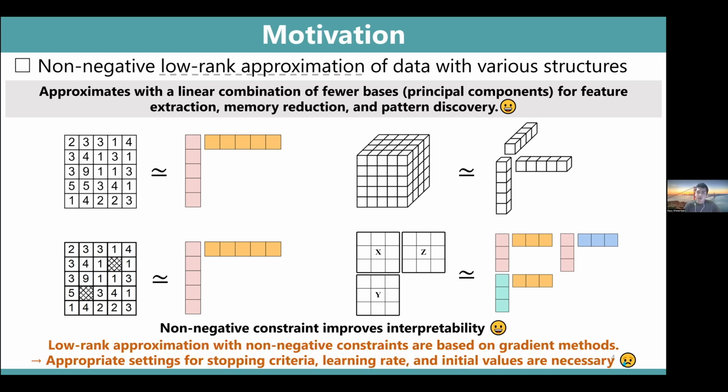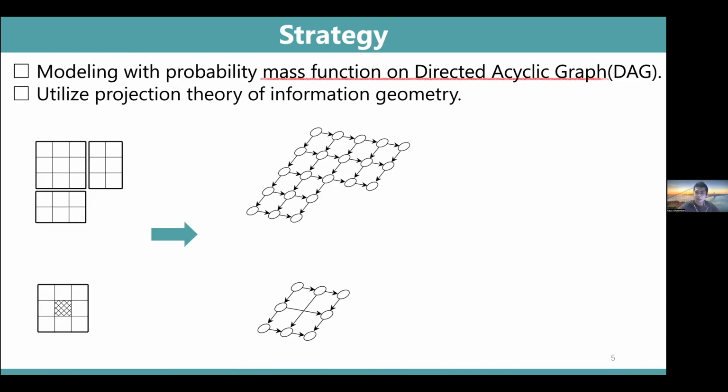But once we impose non-negativity, the optimization is often based on gradient methods, which need tuning for stopping criteria, learning rate, and initial values. In this study, we propose novel methods to avoid these tunings. Let me show you our strategy.